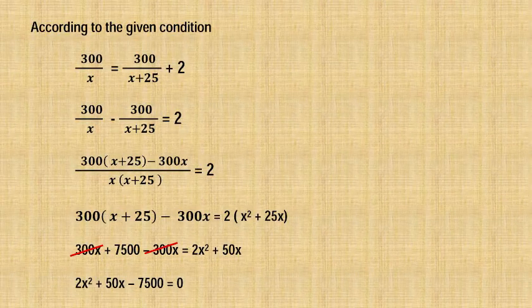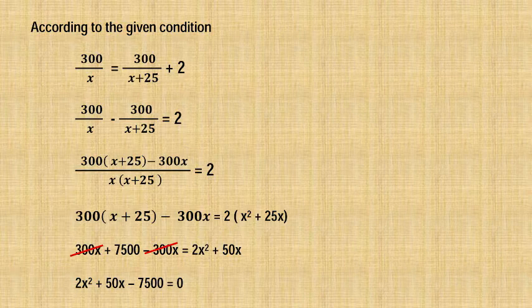According to the given condition, look at the condition and move to the next slide. According to the given condition, the condition says that if the ordinary train takes 2 hours more than the express train, so the time taken by an ordinary train is 2 hours more than the time taken by an express train. Same thing we need to represent symbolically in the form of an equation. Look at the slide over here.